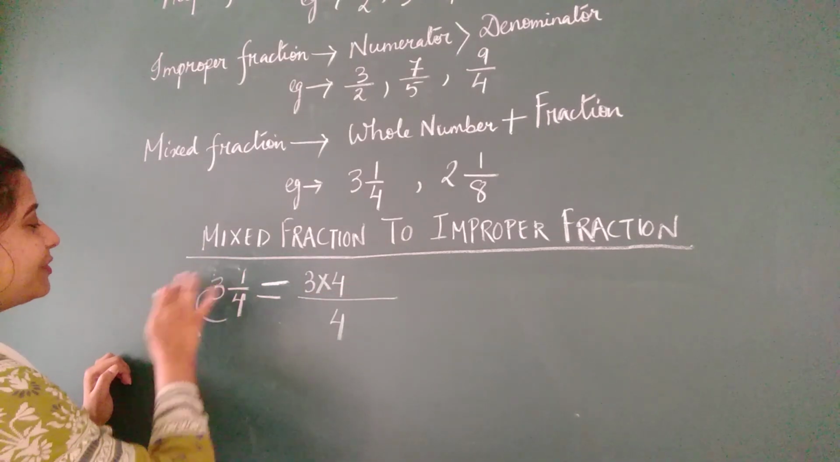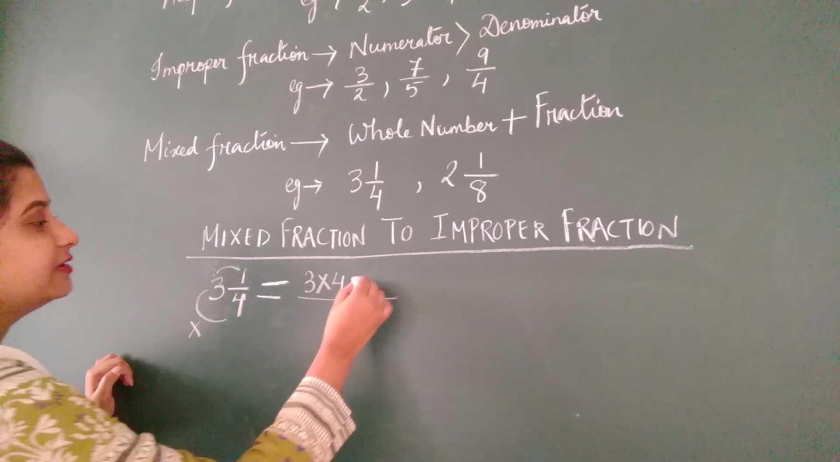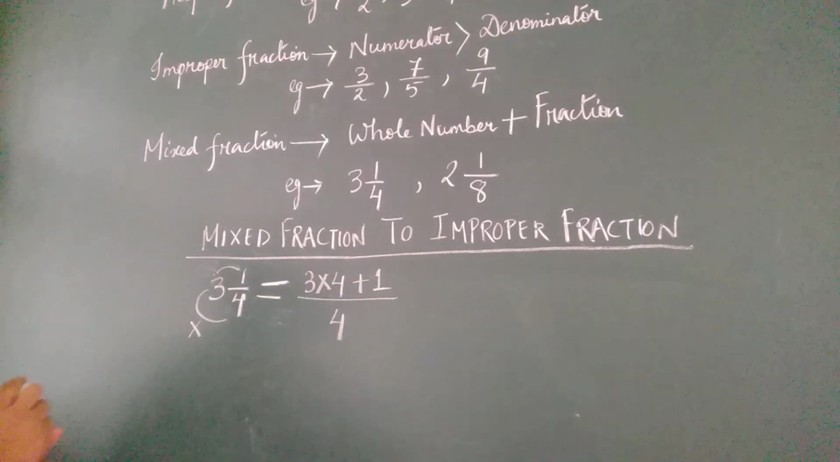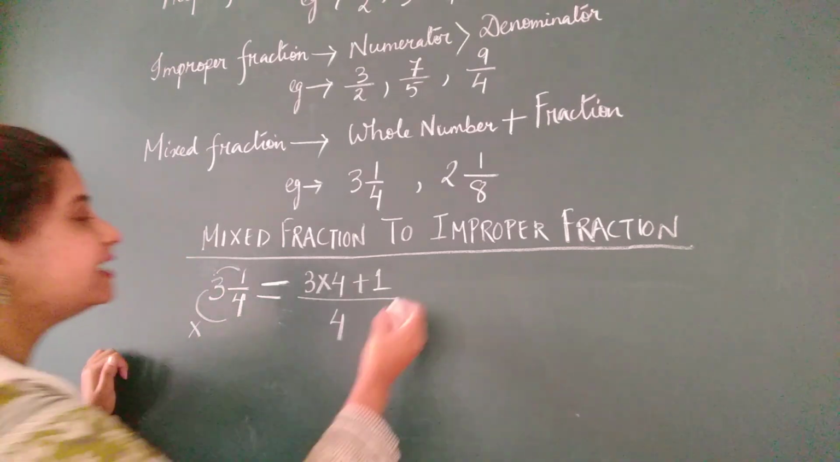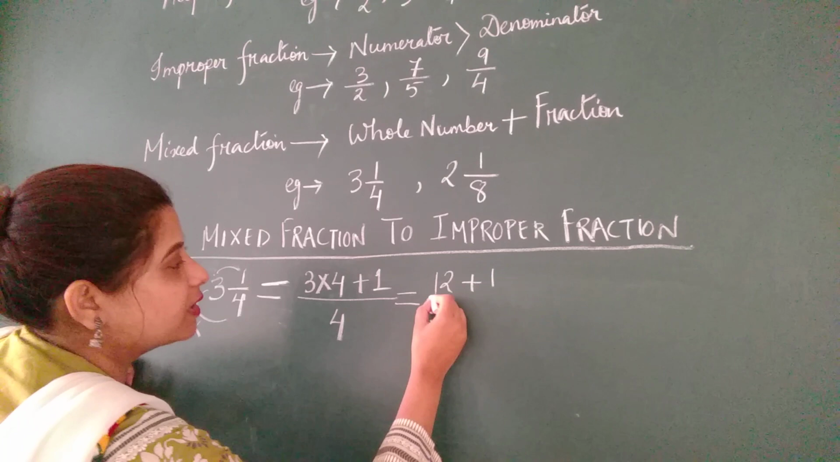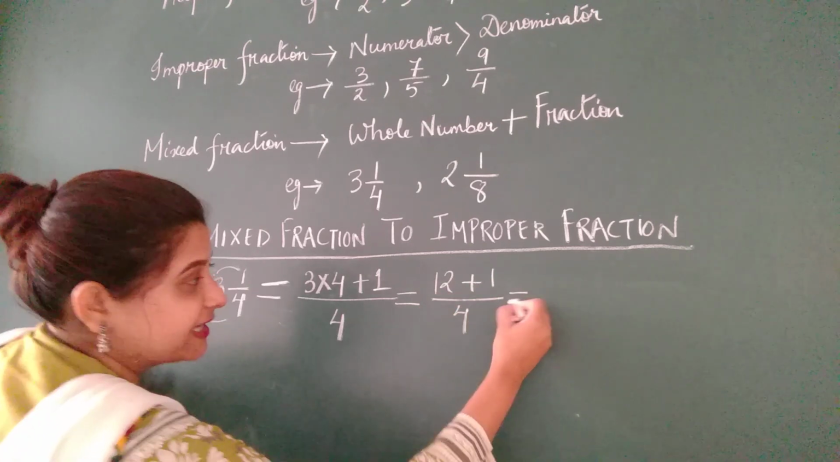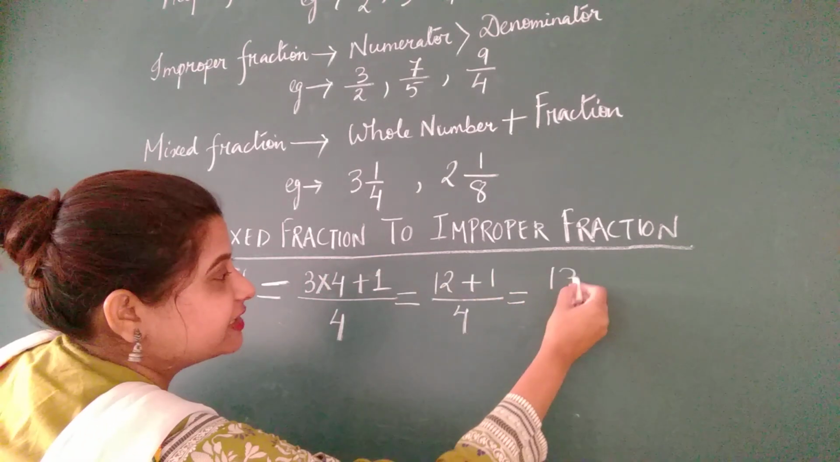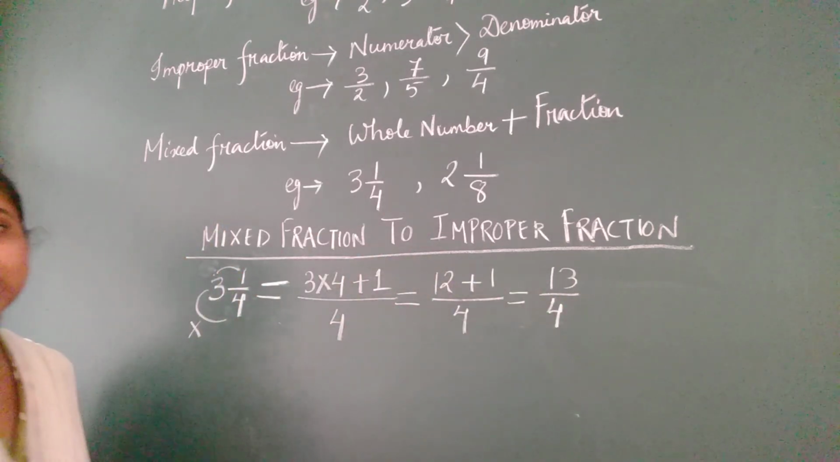Sorry. We are going to multiply and then add 1. So plus 1. Alright. After multiplication we will add 1. So 3 4s is 12 plus 1 by 4, that is 13 by 4. Alright.